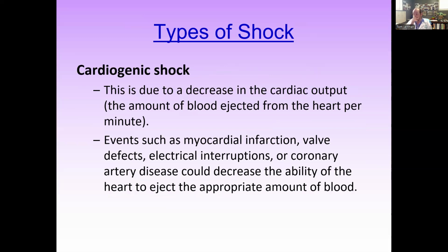Cardiogenic shock, this is a decrease in cardiac output. That means the heart is not correctly functioning in pushing that 5 liters per minute. This could be due to damage to cardiac muscle tissue, valve defects, electrical interruptions like PVCs, coronary artery disease, something that overall is making the heart not push out as much blood as is needed.